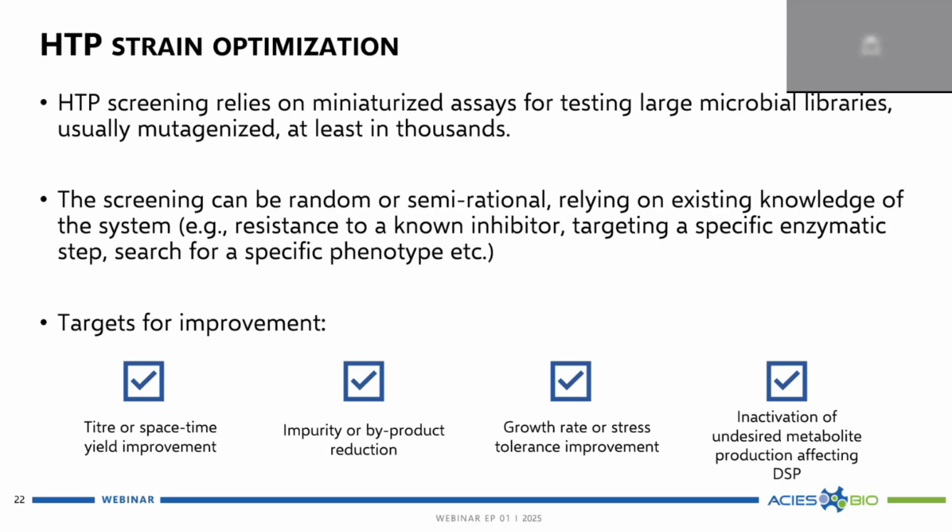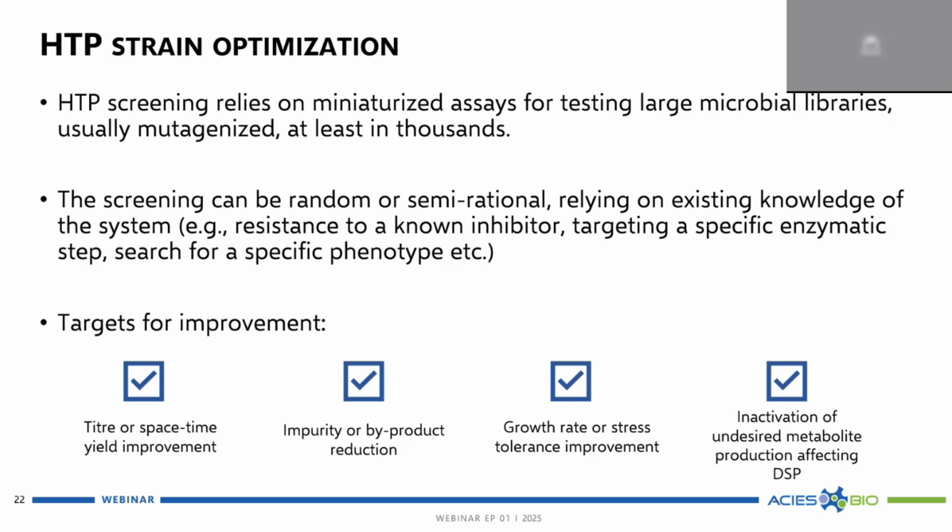Okay, hello everybody. So I will explain a little bit more about how we actually do high throughput screening at shaker scale and what are the key steps that ensure our success. So high throughput screening is usually done using these miniaturized assays at shaker scale where we test large microbial libraries, and this is done at least in thousands, if not tens of thousands, depending on the throughput.